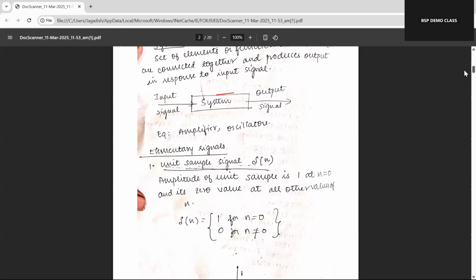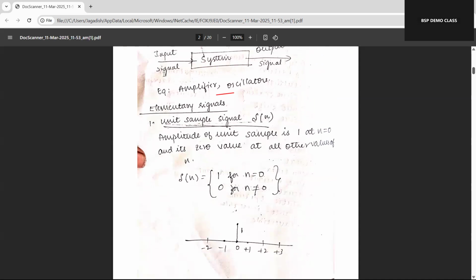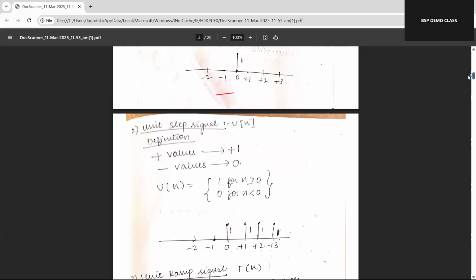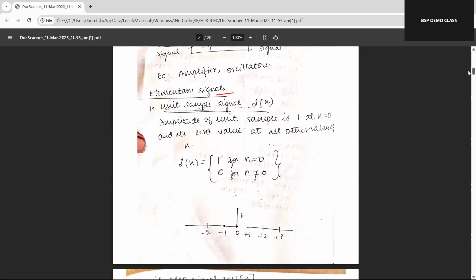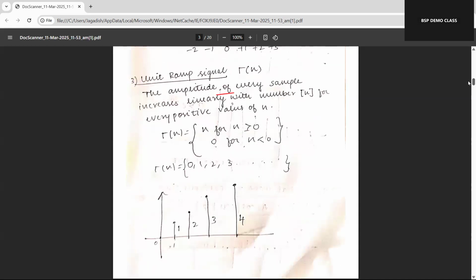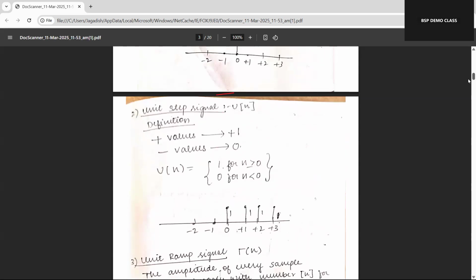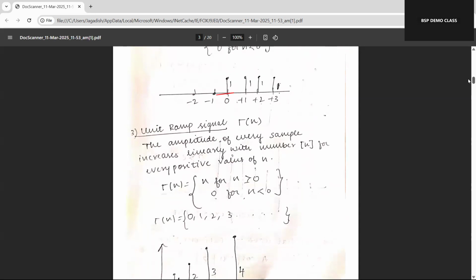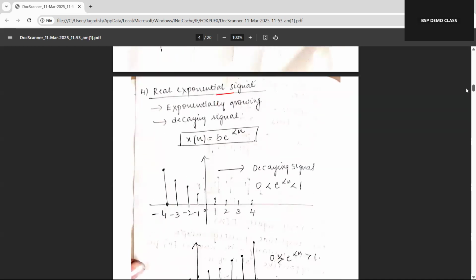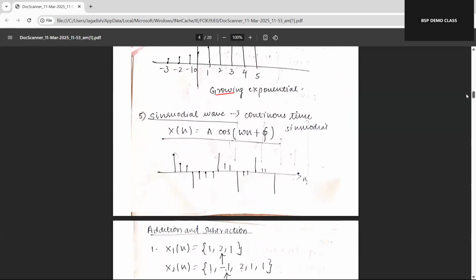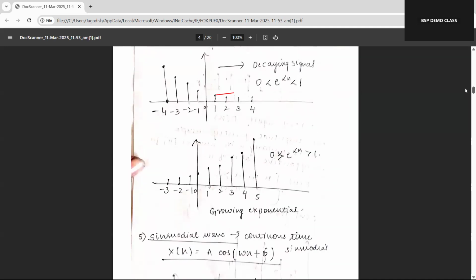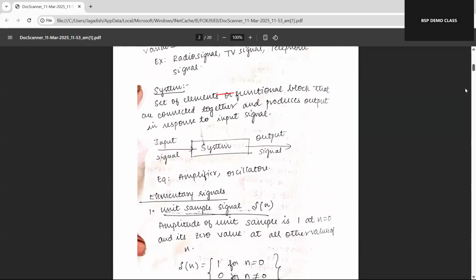The next one is elementary signals. This is very important for 4 marks or 6 marks. They will definitely ask, what is unit sample signal? You have to learn. There are types in elementary signals, which we already learned in the syllabus. One is unit sample signal. The second one will be unit step signal. The third one will be unit ramp signal. The fourth one will be exponential signal, and the fifth one will be the sinusoidal wave. Only these types of signals they will be asking.